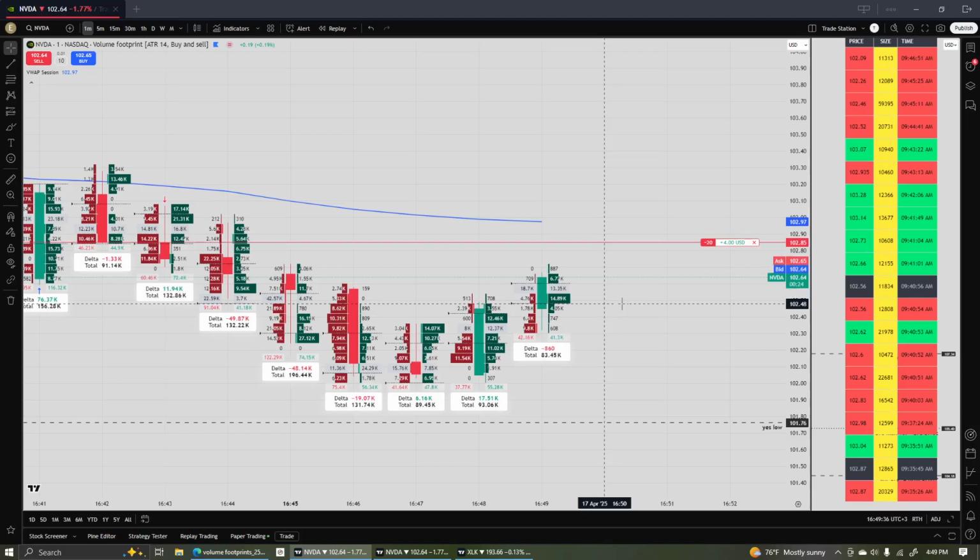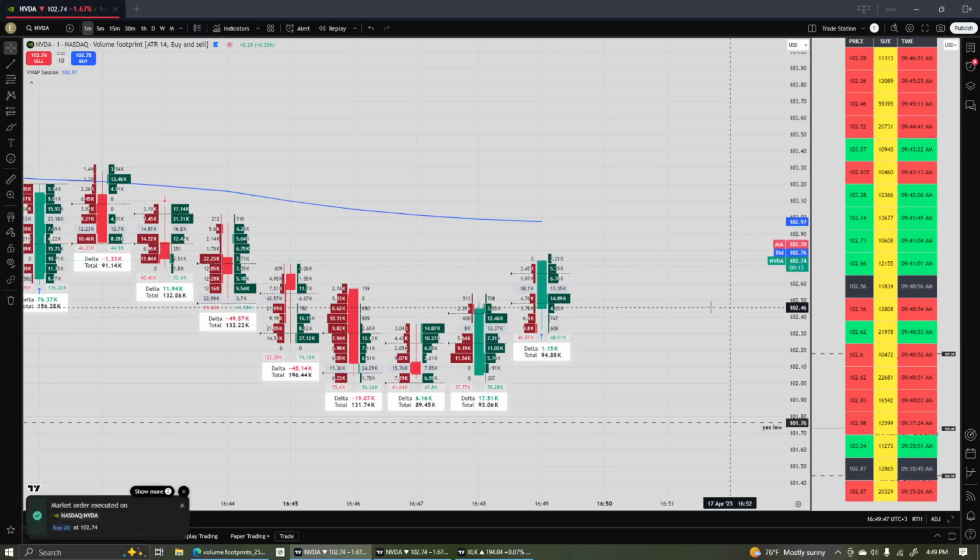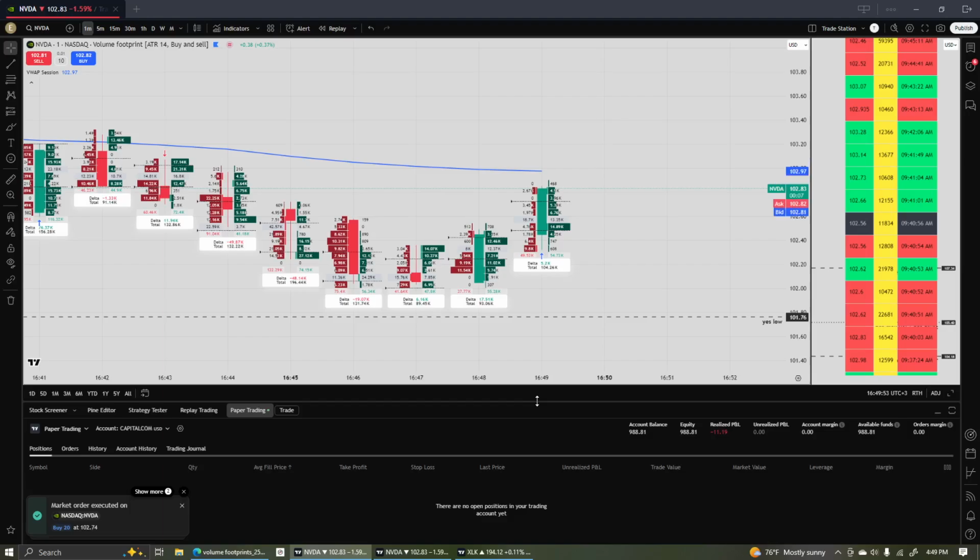And I'm seeing green candle on negative delta. It's not good news. I think I will close the trade here. So 102 was the place where I should have dropped, huh?